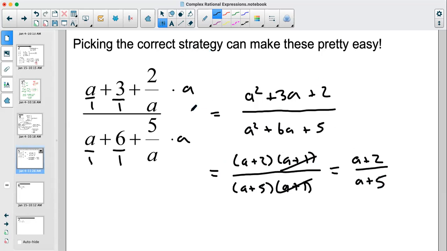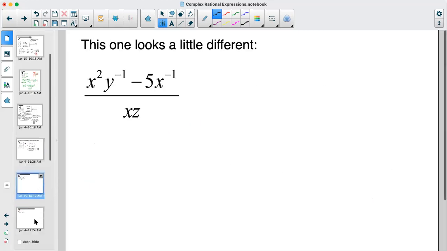So the strategy means whether you were going to add these together and then divide like I did the first time, or multiply them all by the LCD. Multiplying by the LCD is the only way to do this. Doing it any other way is silly. So one more example, and then we'll be done. We'll talk about this reciprocal thing in class maybe.